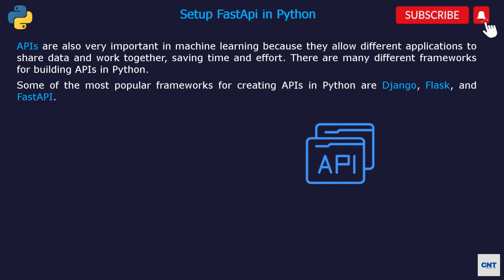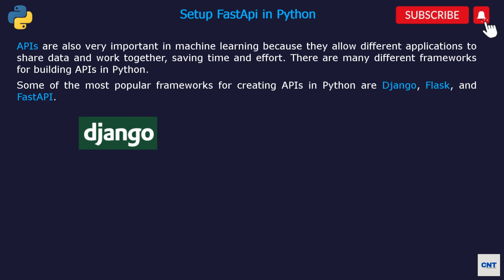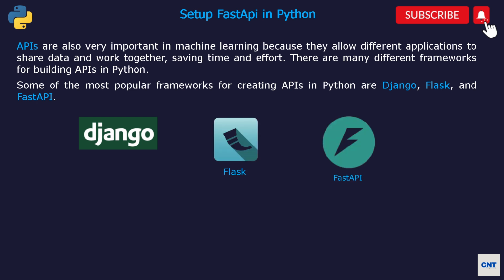There are many different frameworks for building APIs in Python. Some of the most popular frameworks for creating APIs in Python are Django, Flask, and FastAPI. This tutorial is a deep dive into one of the frameworks, called FastAPI.